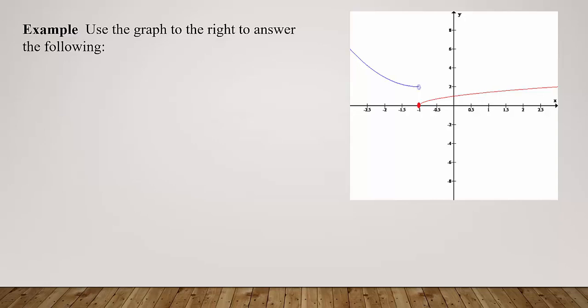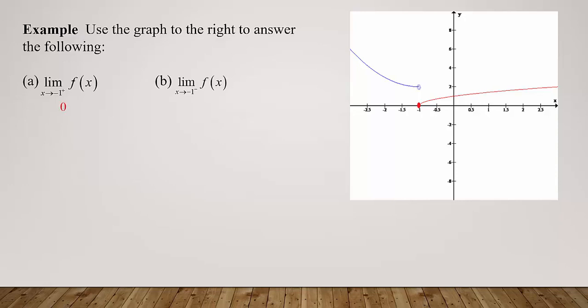We're going to use the graph to the right to answer the following questions. So there's the graph of some function over here to the right. Don't know what the function is, don't care. Notice that there's a filled in circle at (-1, 0), and there's an open circle at (-1, 2) on the graph of the function. So part A, we're going to determine the limit as x approaches -1 from the right side of -1 of this function. And in part B, we're going to determine the limit as x approaches -1 from the left side of -1 of the function.